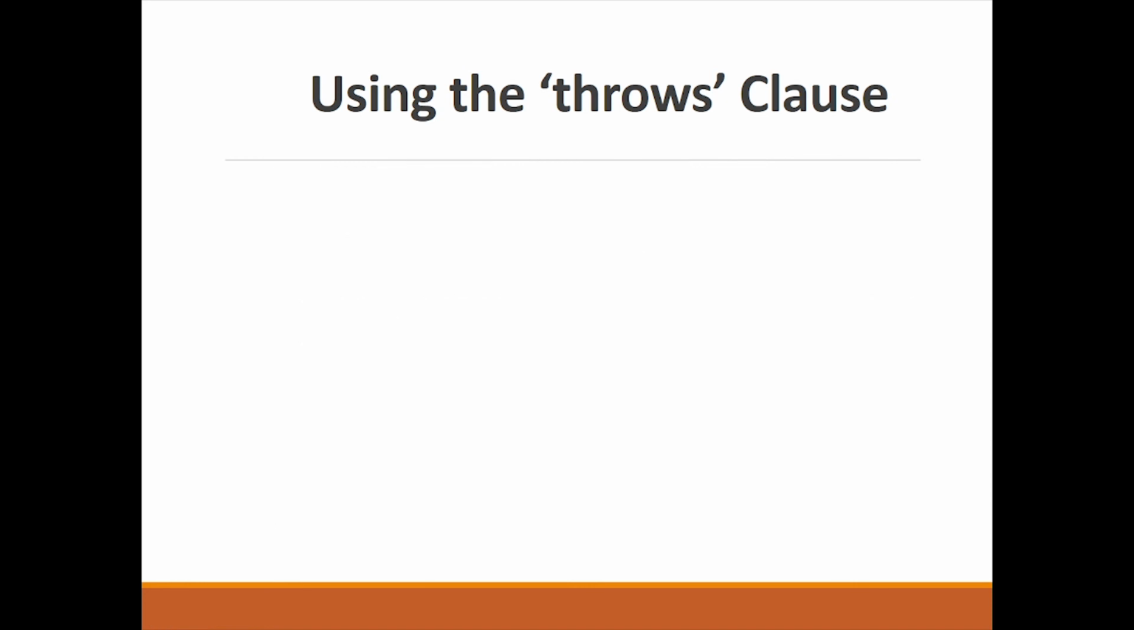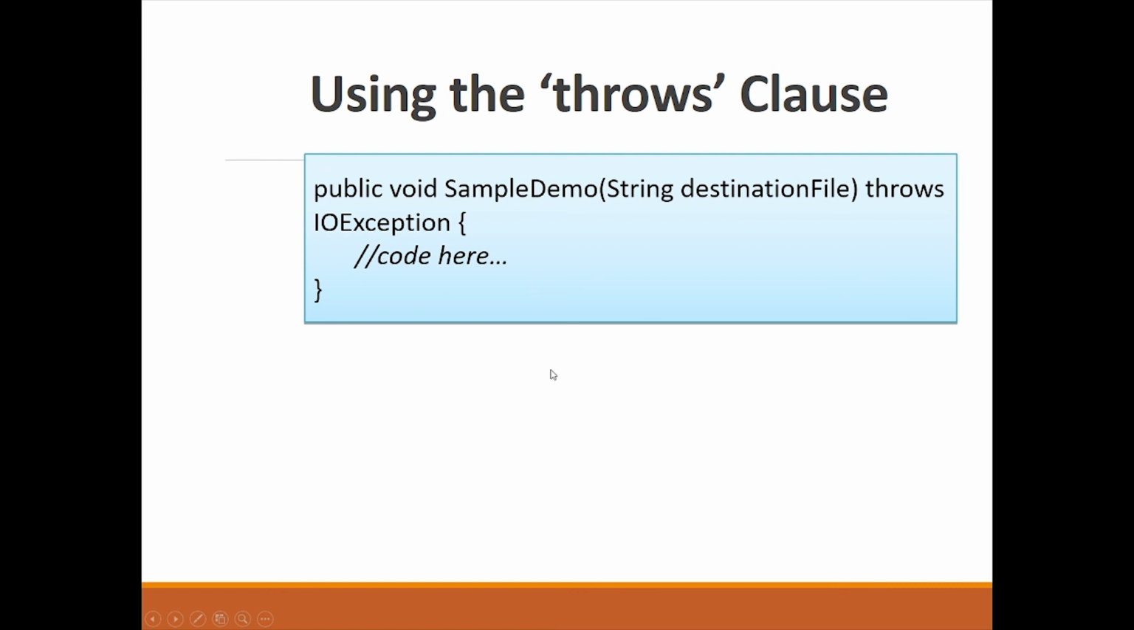For example, here we have public void sampleDemo(String demonstrationFile) followed by throws and then IOException. So the type of exception that we are looking for here is an IOException. As you can see, throws is attached to our methods.